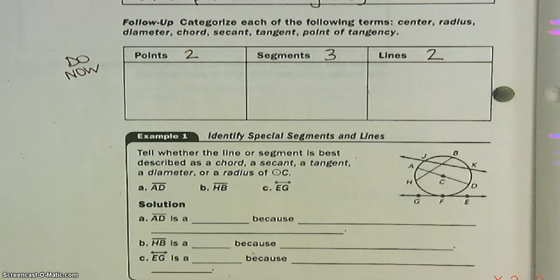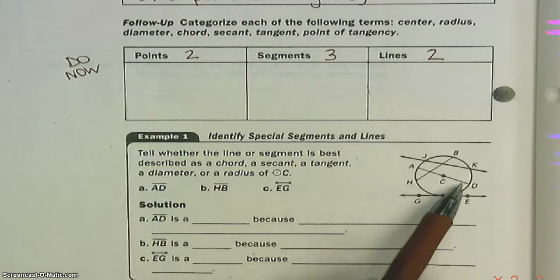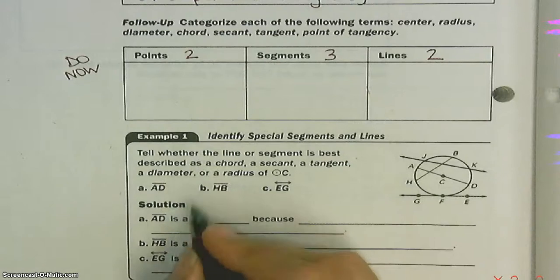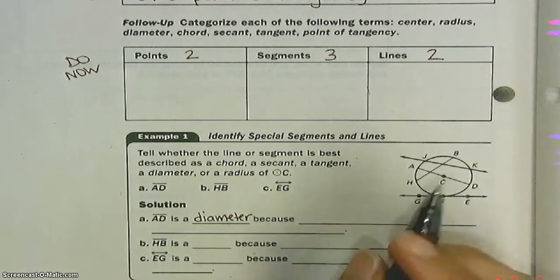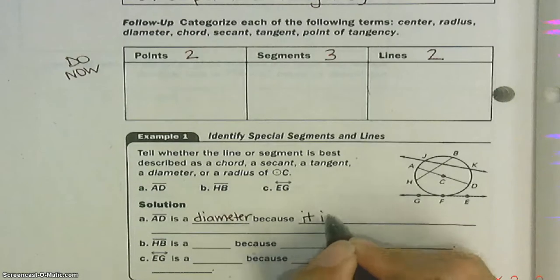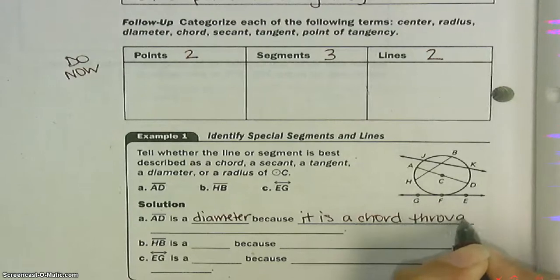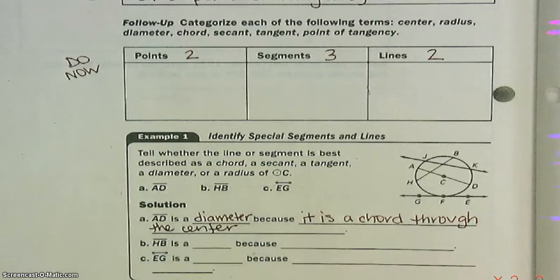Tell whether the line or segment is best described as a chord, a secant, a tangent, a diameter, or a radius. Segment AD. Well, it touches both sides of the circle, the segment, and it goes through the center. So this is a diameter, because it's also a chord, but it goes through the center. Chords can go through the center or not go through the center, but diameters always have to go through the center.